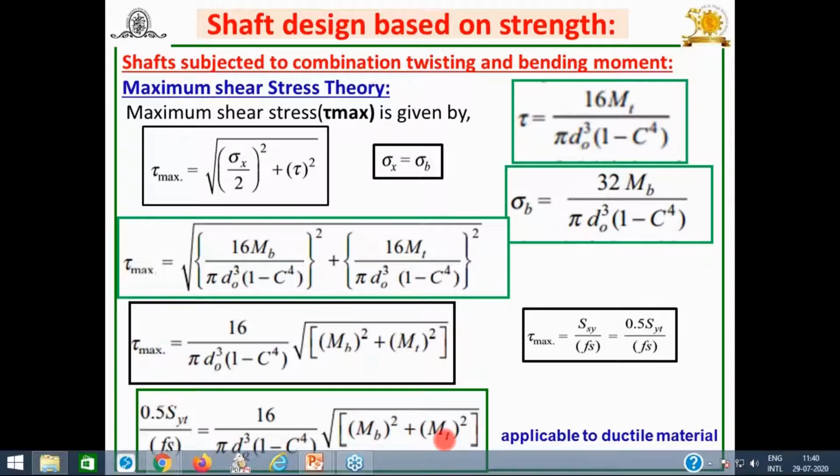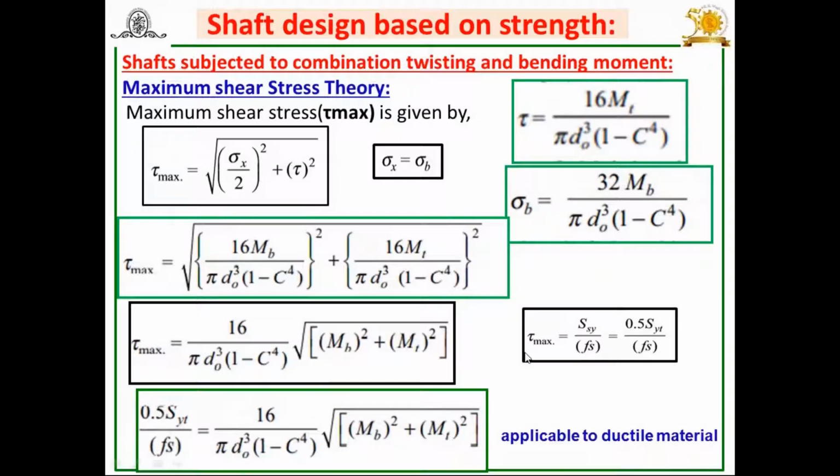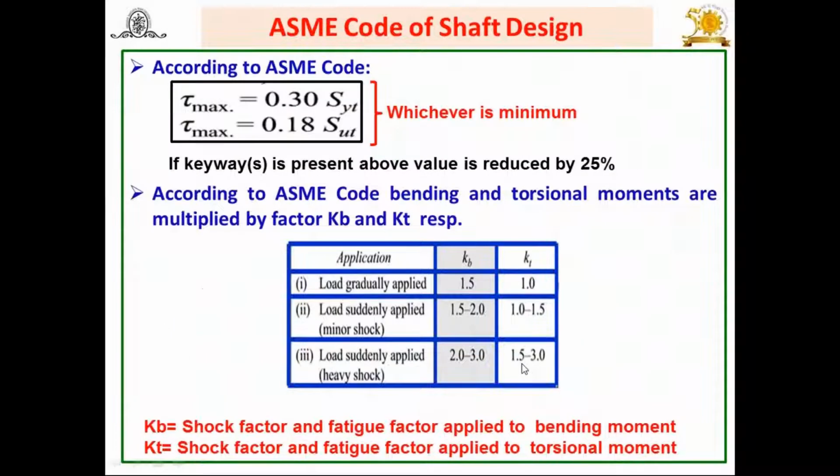That is the difference. And here, this tau max you can find out from 0.30 Syt or 0.18 Sut, whichever is minimum, again reduced by 25 percent for keyway. This value you can substitute and you will get the dimension Do, or in terms of C, Di by Do. Try to understand that is the difference. This is about ASME code for shaft design.